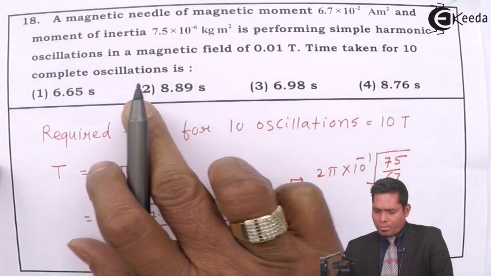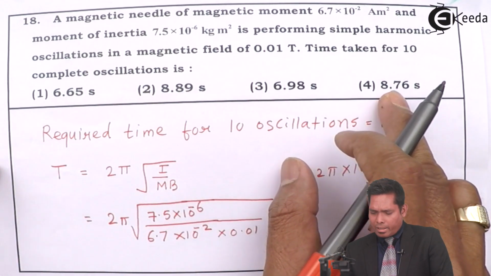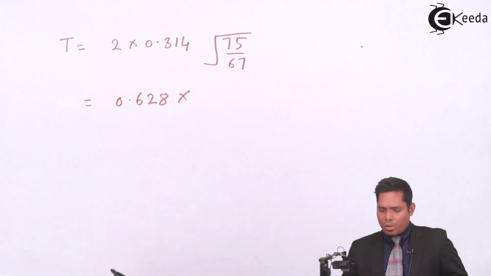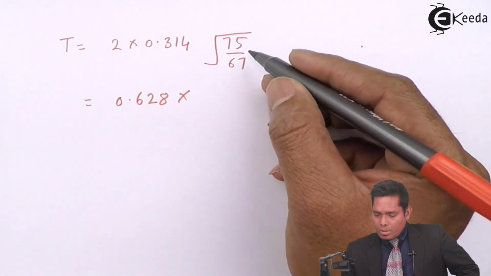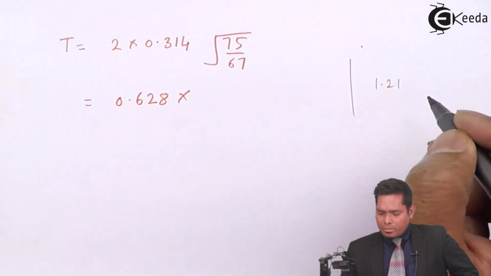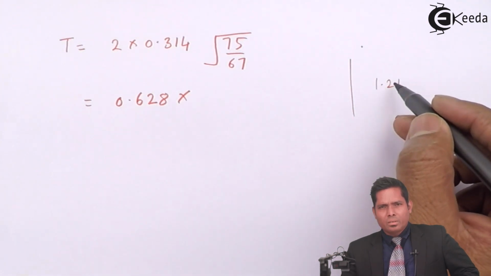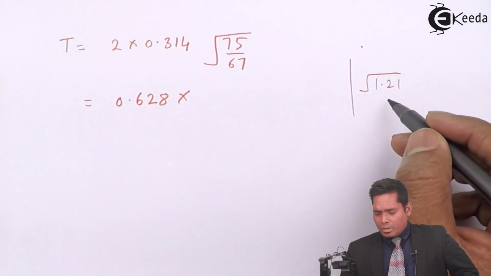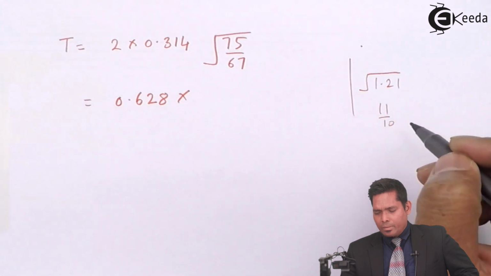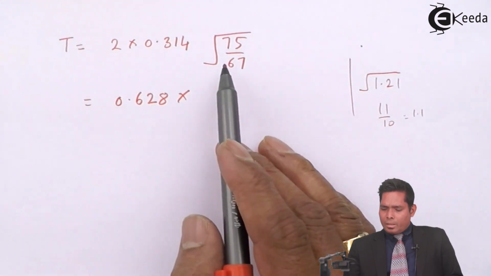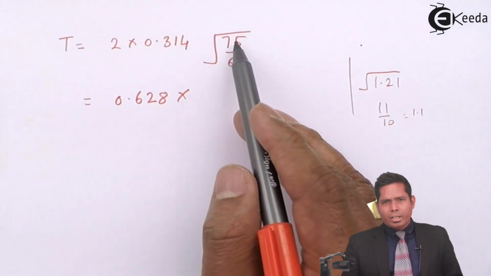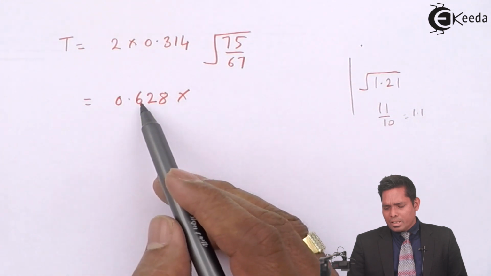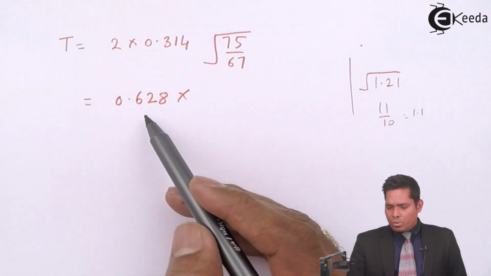You can see here the options are like 6, 8, 6 and 8, because I have to multiply by 10 again, so I should get 0.8 or 0.6 something. If I suppose this is 1.21, that means this is 121, and the root is 11 by 10, which is 1.1. So whatever number you get, it will be around 1 point something. If I multiply 1 point something, even 1.1, this number will be 0.6 something. In 0.6 something we have two options, so you have to go for actual calculations.